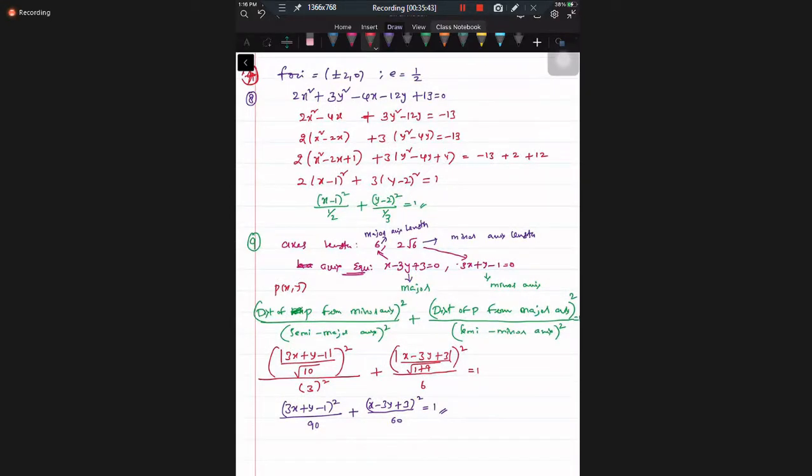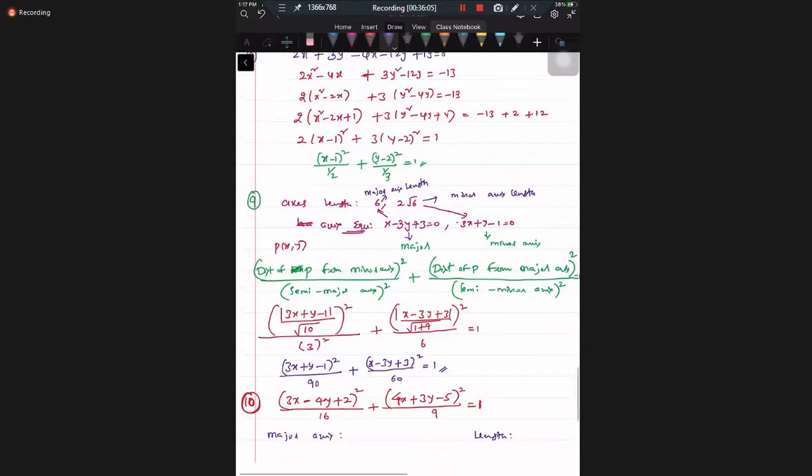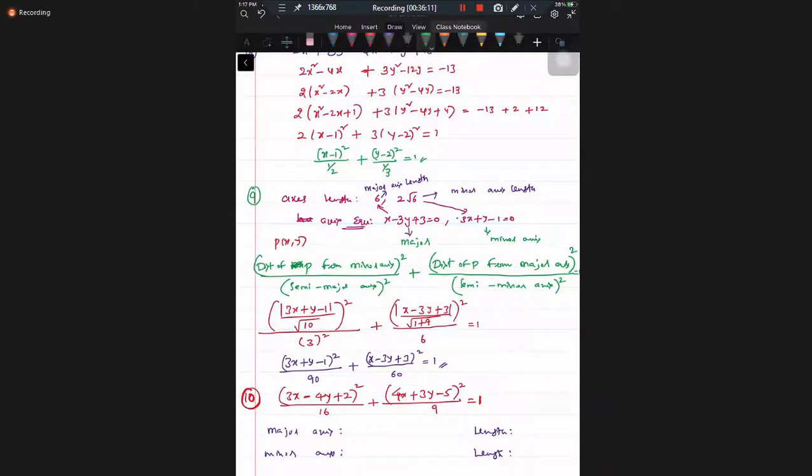You have the share of around 18 questions. Go through that, and you can see, for example, the same question in reverse if they ask: 4x minus 4y plus 2 the whole square divided by something, plus 3y minus 5 the whole square by something. Tell me, students, here what is the major axis and what is its length? Anybody tell me? Major axis will be 4x plus 3y minus 5.